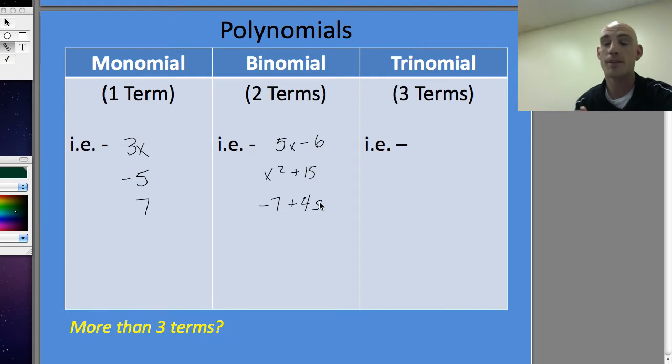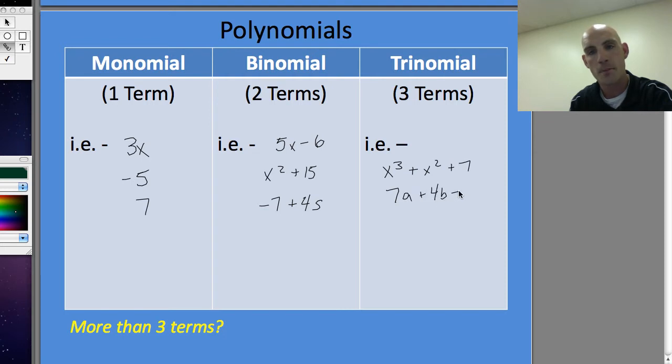A trinomial, as you probably guessed, has 3 terms. x to the third plus x squared plus 7 would be a trinomial. 7a plus 4b minus 3, that is also a trinomial.